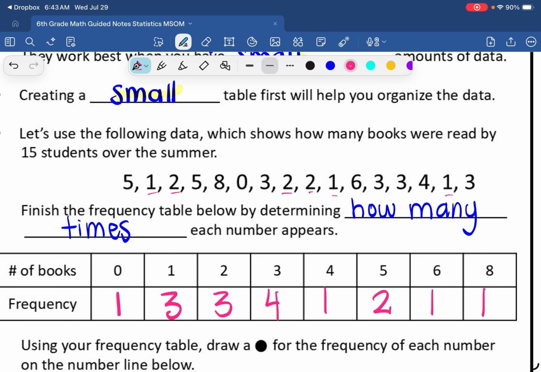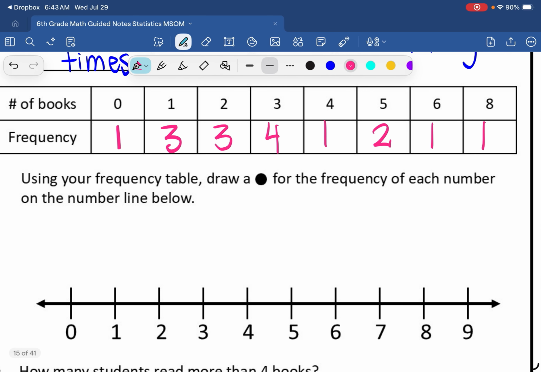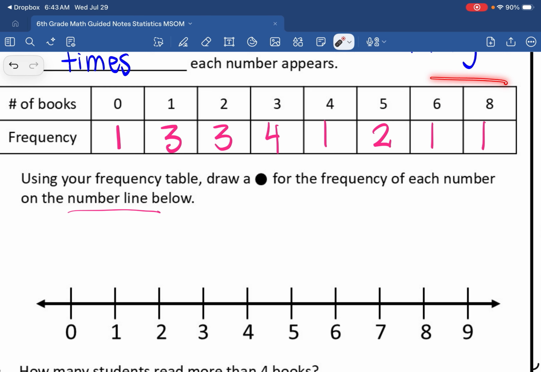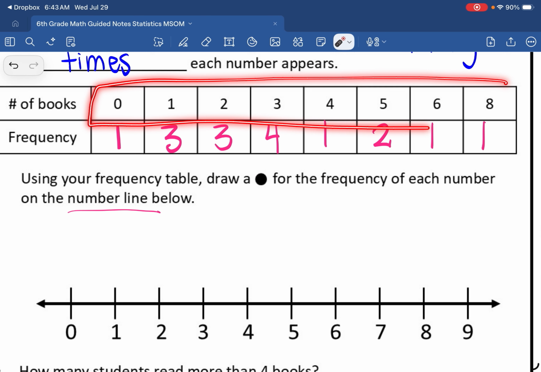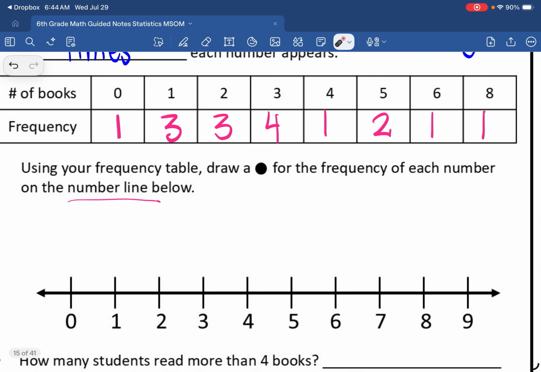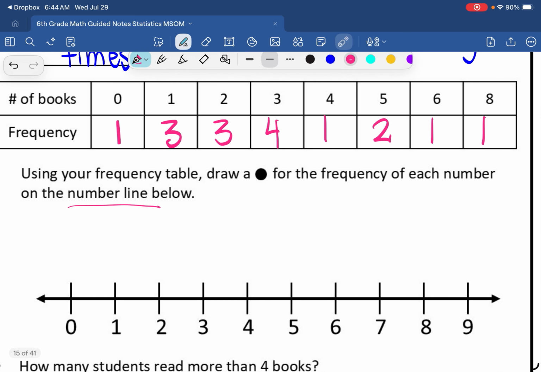So I went through and calculated the frequencies for each number. Now again, I'm going to need to create a number line. The number line is going to need to include the numbers of my data. My data goes from 0 to 8, so we will do that number line. I did it 0 to 9, which is fine. So now we're going to do dot plots to represent the data here.